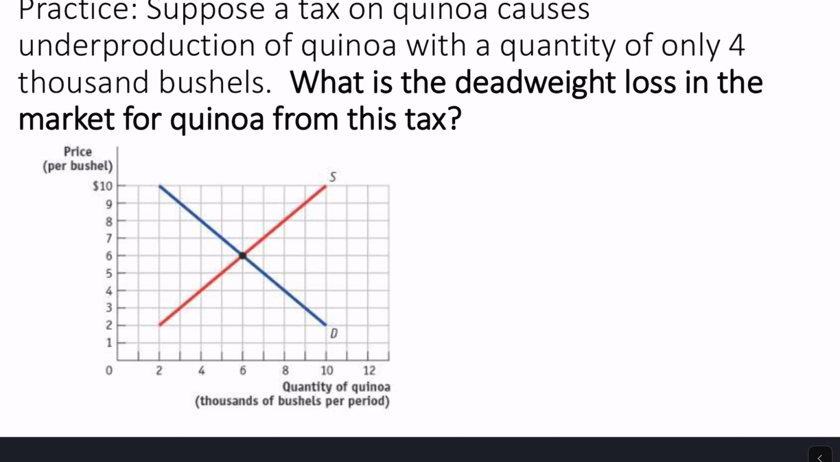The efficient quantity, Q star, would be where supply crosses demand. So we would be at Q star, then we would be down there with the tax, and so we would have underproduction for this line there, right? Underproduction quantity, right? And now I want you to calculate out what that deadweight loss would be. So pause here, take a few seconds to do that.